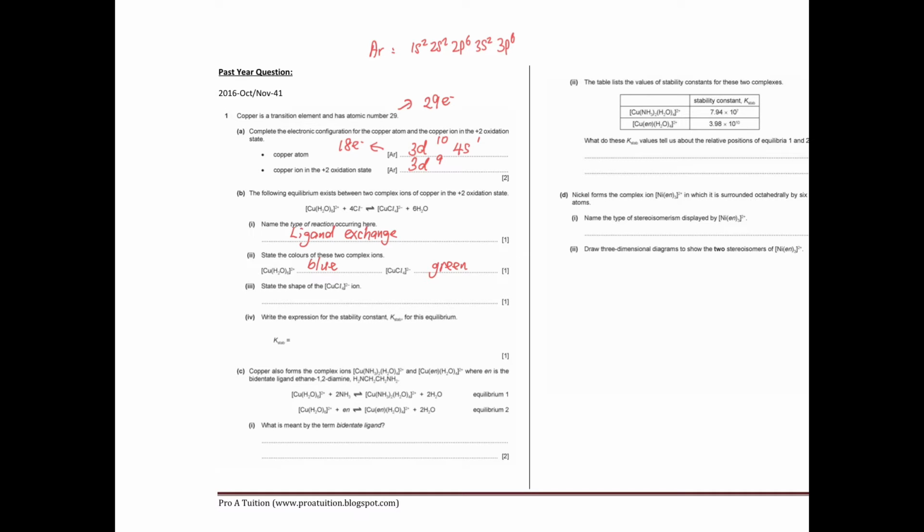Part 3, state the shape of the CuCl4 2-. Okay, so this is tetrahedral shape. 4 ligands, always think of either it is tetrahedral or square planar. So why do we choose tetrahedral for this one, not square planar? Because normally square planar is for nickel and platinum. If they are nickel or platinum, you may try square planar. If they are not nickel or platinum, you just use tetrahedral. Okay, so let's move on. Put a short note here: nickel, platinum, square planar.